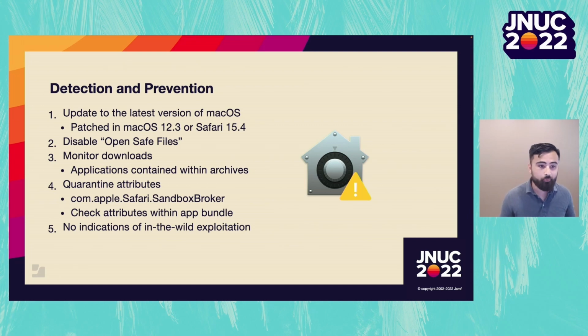You can also disable Open safe files in Safari to prevent this bypass from happening, as well as monitor downloads, specifically applications contained within archives, by monitoring the com.apple.Safari.SandboxBroker process. And finally, you can also check the attributes when an app is extracted and verify that it does contain the com.apple.quarantine extended attribute.